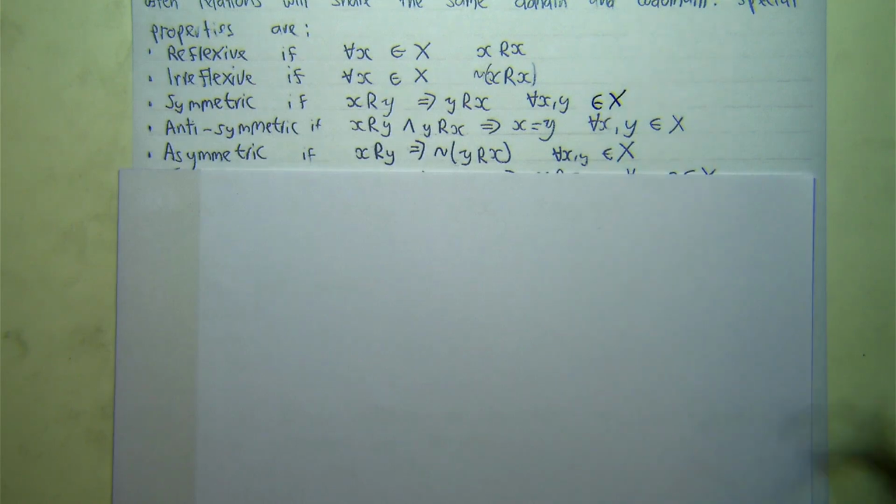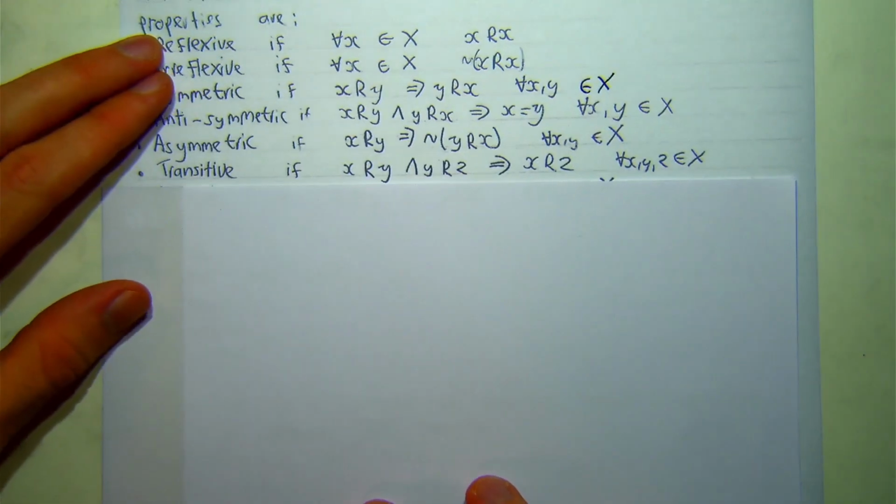Asymmetric means that if x relates to y, then y does not relate to x. An example off the top of my head could be the mother relationship. If you know that person X is the mother of person Y, then we can infer from that that person Y is not the mother of person X.